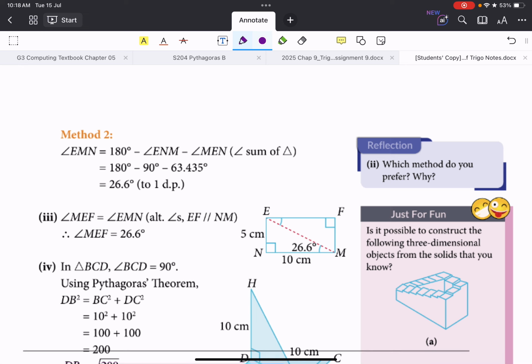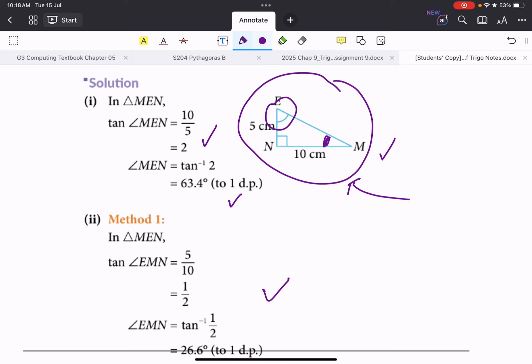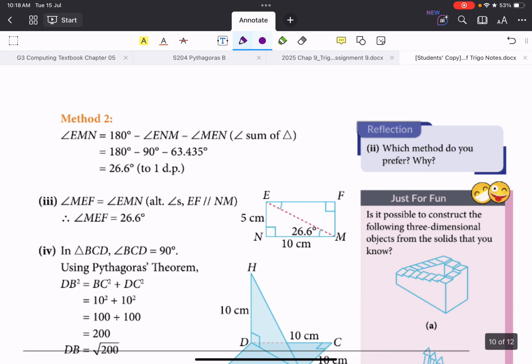Okay, now let's take a look at part 3. Part 3 of the question asks us to find MEF. So for MEF, I need the triangle as well, right? The triangle is right here. This is a triangle that's been sketched. So I have this triangle, and I can put in the information I need. After putting in all the information that I already have, I can see that the angle I want can easily be obtained from the alternate angles, right? Because this is parallel to this. So that's exactly how I'm going to do that.